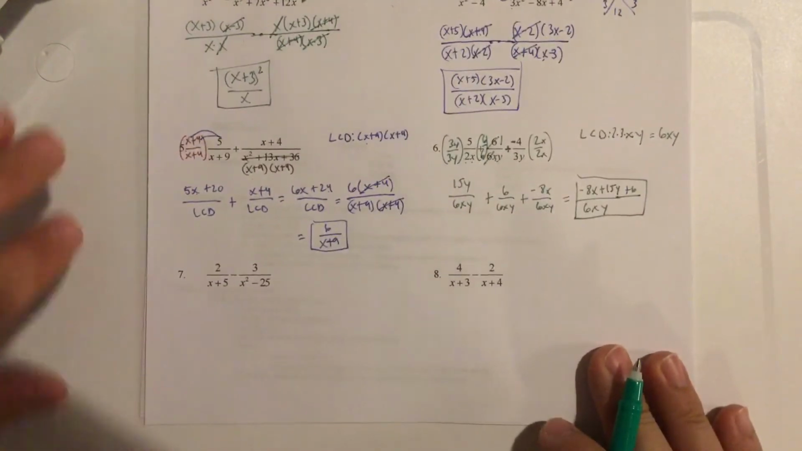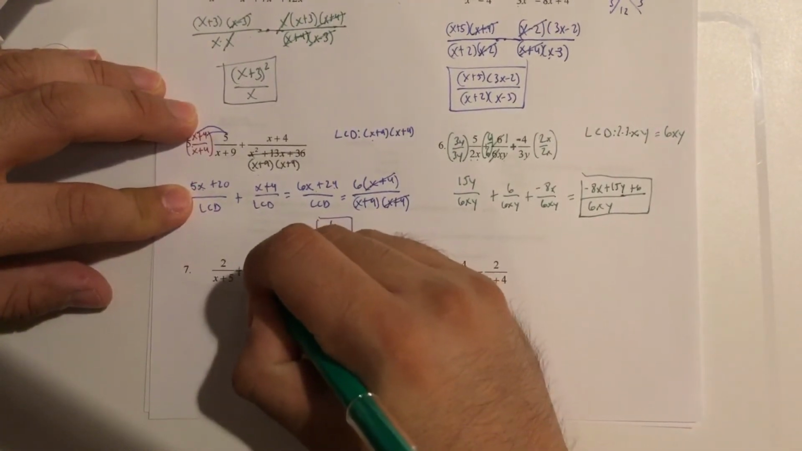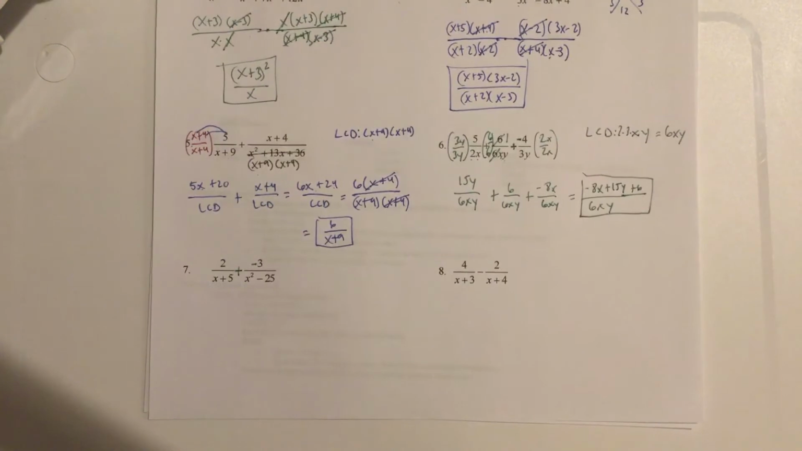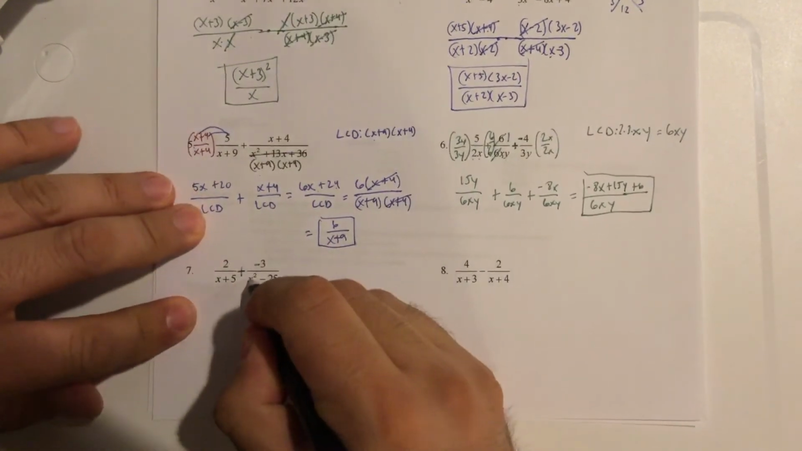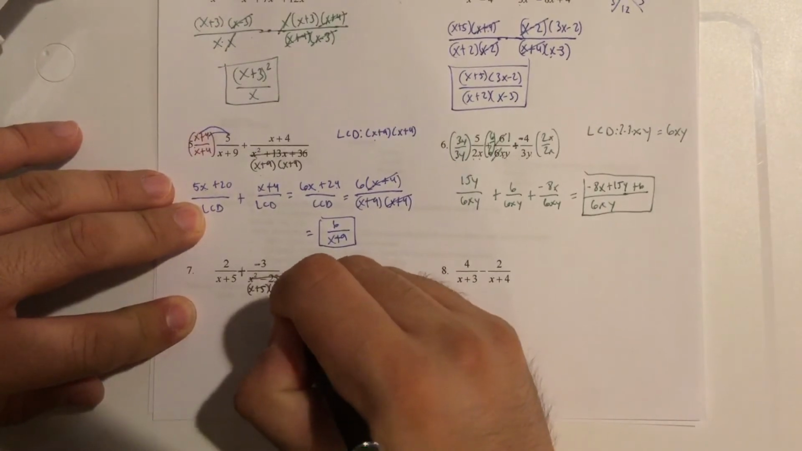All right, let's take a look at the next one here. Once again, we have a minus sign, so I'm going to change that to a plus, and the numbers on the top right, I'm going to flip them, so that becomes a minus 3. X squared minus 25 is a difference of two squares, x plus 5 times x minus 5.